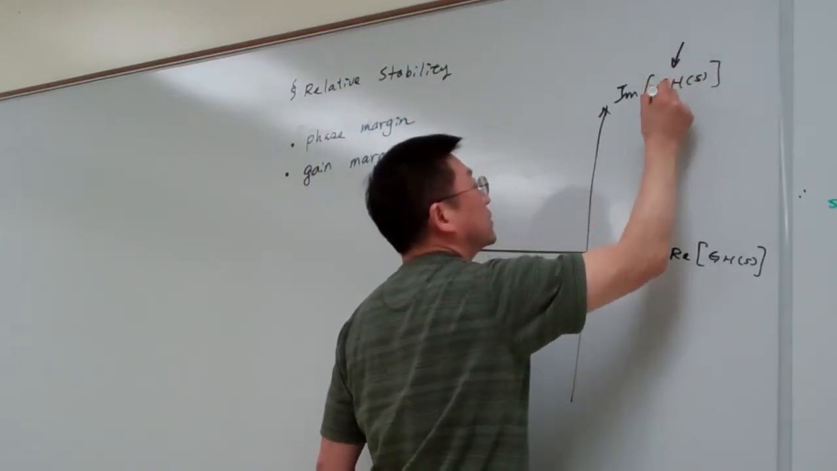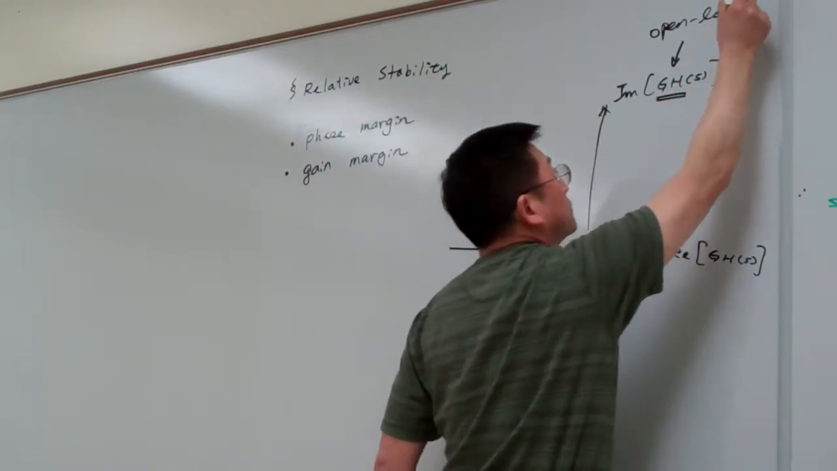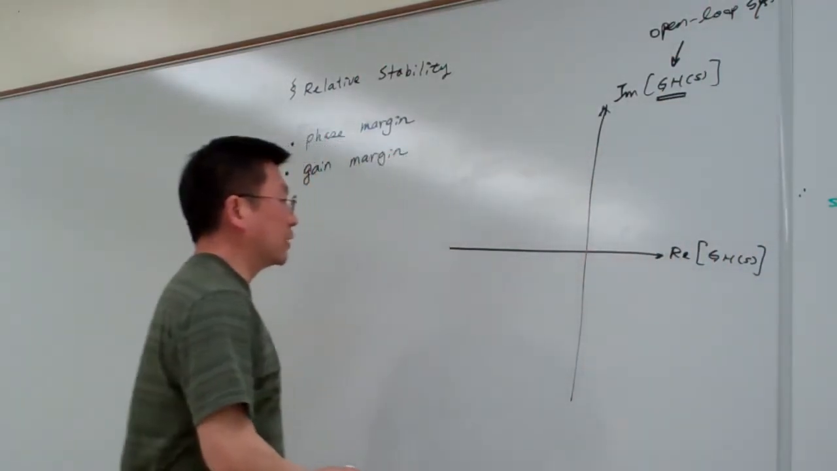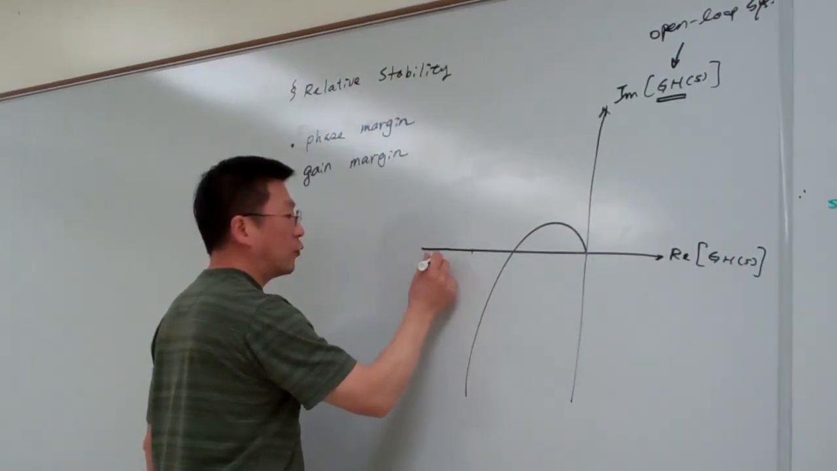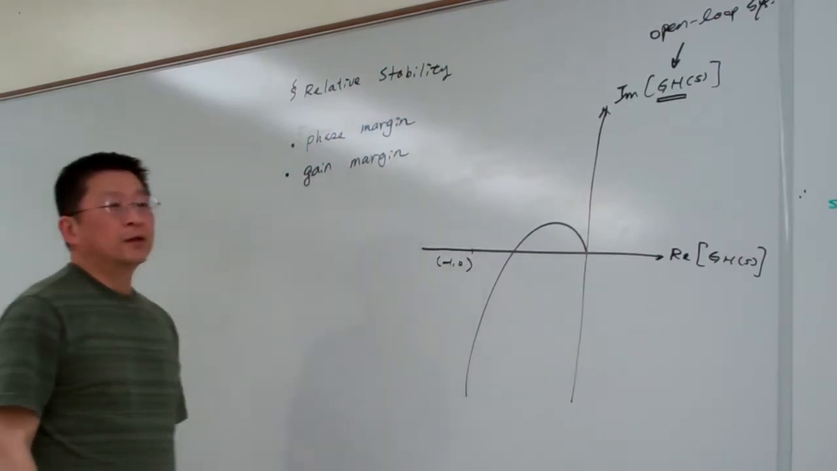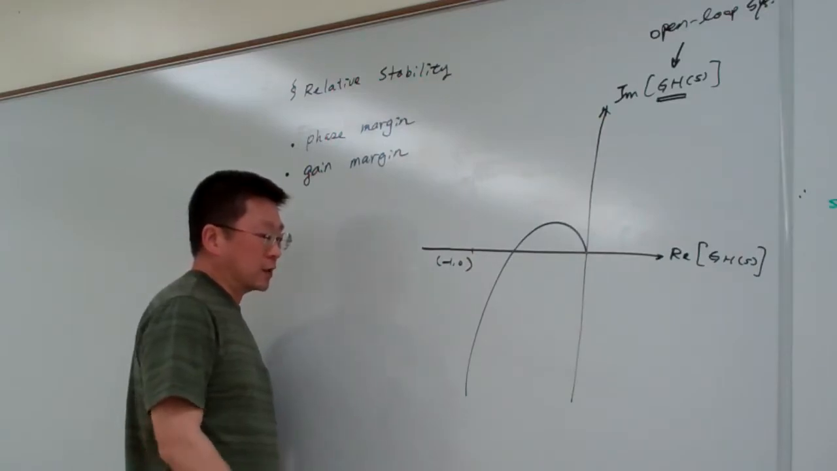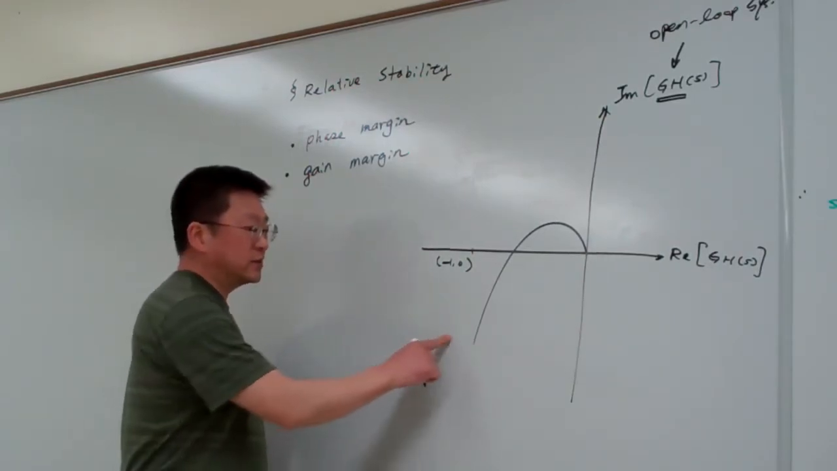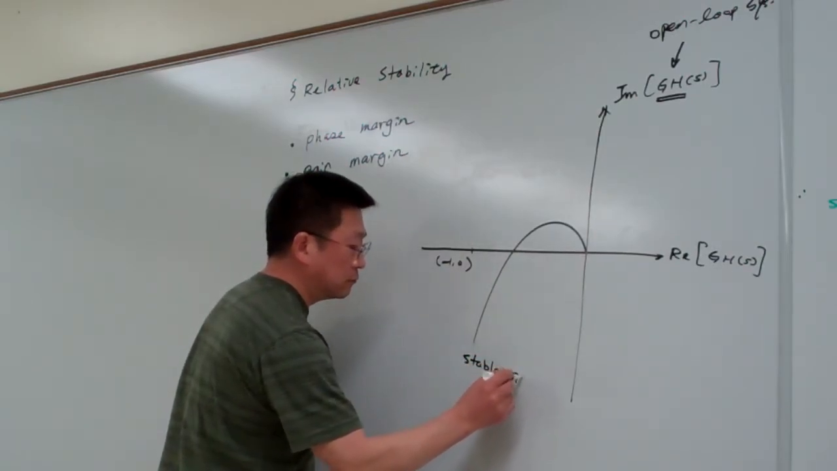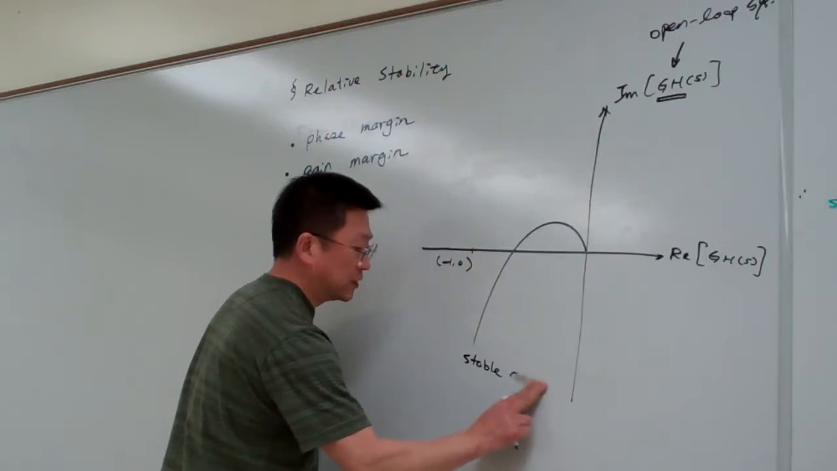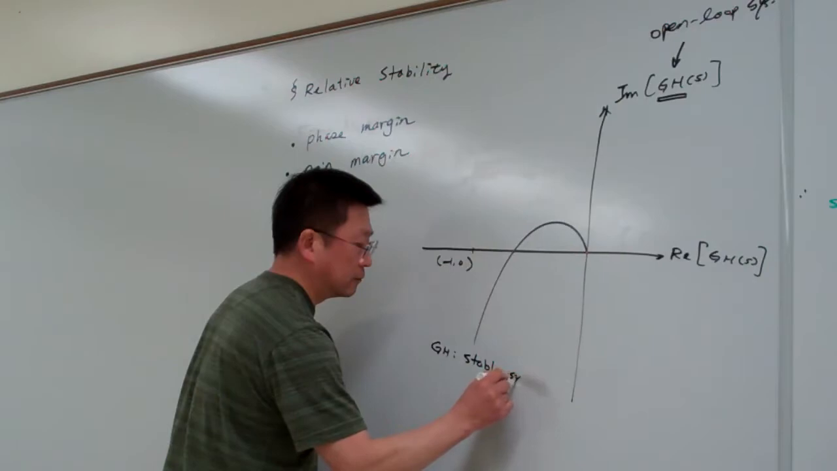Okay, so basically this is the open loop system, and then the curve will be something like this. Let me label the 1, -1, 0 here. Under these situations, we can define the phase margin and gain margin for a stable system. Basically, this is a stable system, so let me say the GH is stable.